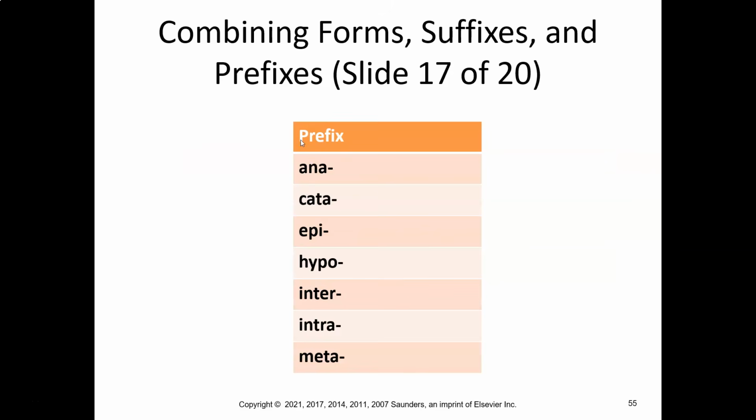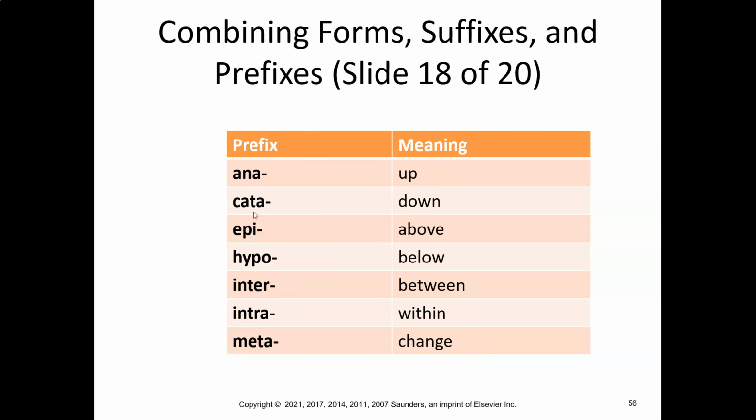Now here are the prefixes. You combine a prefix with the combining form, or a suffix with the combining form. So ana, cata, epi, hypo, inter, intra, and meta. Ana means up, cata means down, epi means above, hypo means below, inter means between, intra means within, and meta is change. There's a difference between inter-tester reliability and intra-tester reliability, right? So make sure you know the difference between intra versus inter.